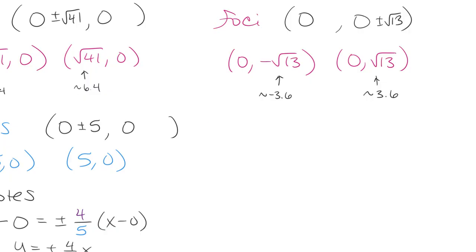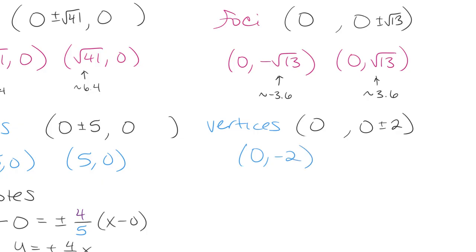Next up, we will find the vertices. We start with the center, which is 0, 0, and we are adding the number 2, because that's A. Are we adding that to the X number or the Y number? Y. This is a vertical transverse axis, so we're adding it to the Y. Very good. So the vertices are going to be at 0, negative 2 and at 0, 2.